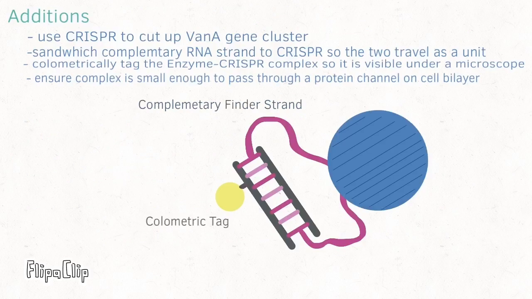By using CRISPR, we can cut up the VAN-A gene cluster. By sandwiching the complementary RNA locator strand to CRISPR, we can ensure that they travel as a unit throughout the cell. By colorimetrically tagging the enzyme CRISPR complex, it will be visible under a microscope as a brighter color. This way, it is easier to research our findings. Our medication is intended to use before vancomycin. Our medication stops the resistant gene from forming, so the use of antibiotics will become useful again.